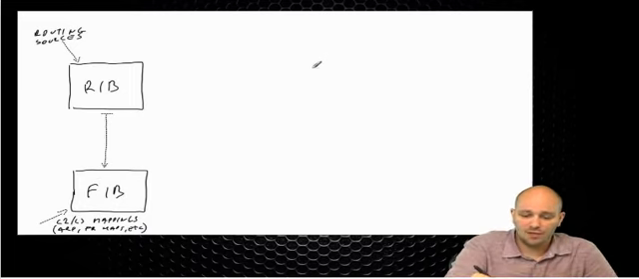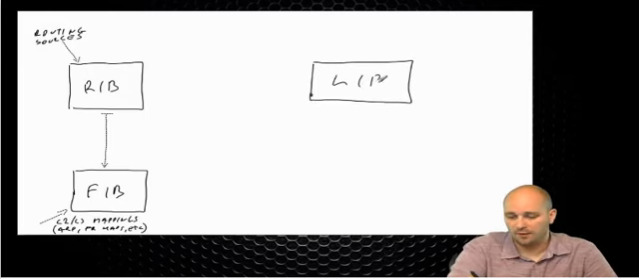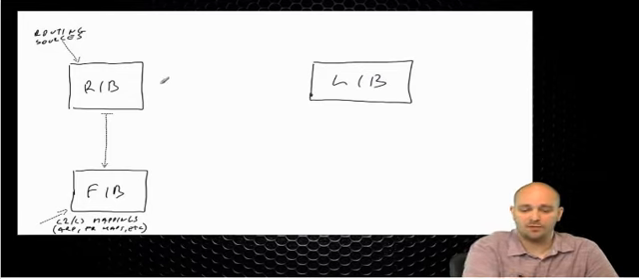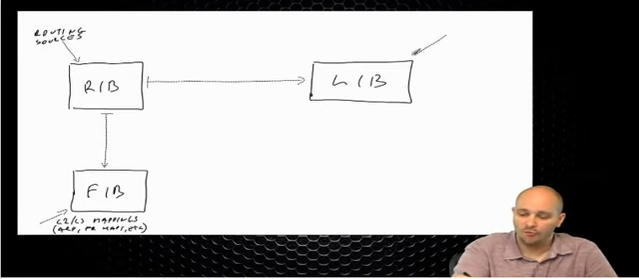Now, the information in the label information base, so this is our LIB table here, is going to be comprised of information from the routing table and also from label exchange protocols.